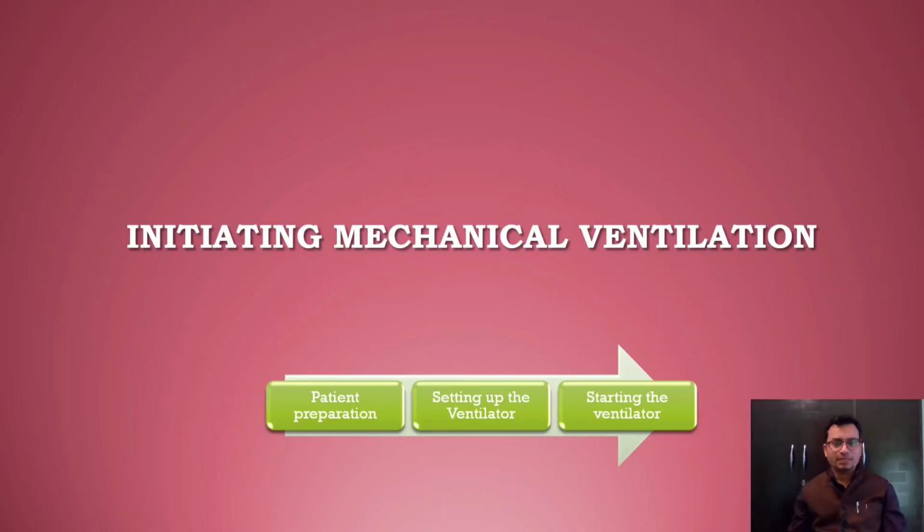After you have completed the pre-use check and checked all the connections also, now this is the time to initiate the mechanical ventilation on an eligible patient. This process involves three sequential steps, starting from patient preparation, setting up the ventilator and actually starting the ventilator. Then you have to monitor the patient who is on the mechanical ventilator, and you have to also see the alarm. All these things you have to do in a sequential order.